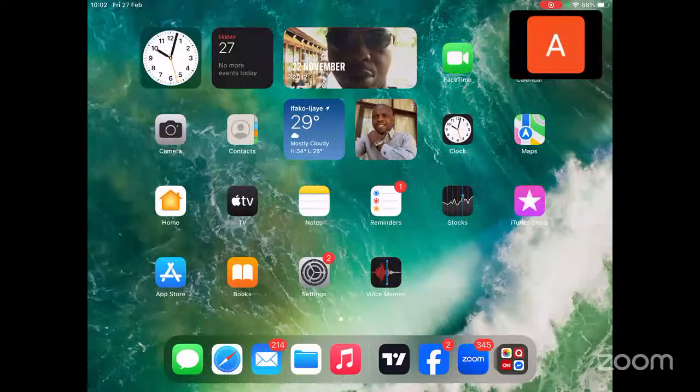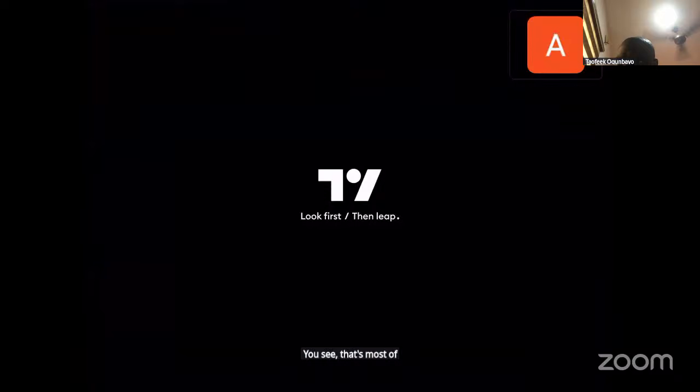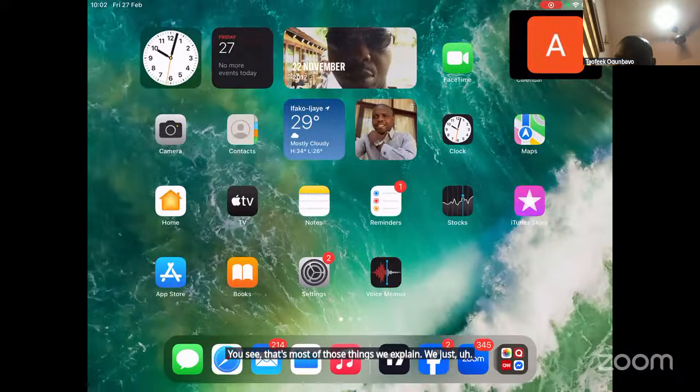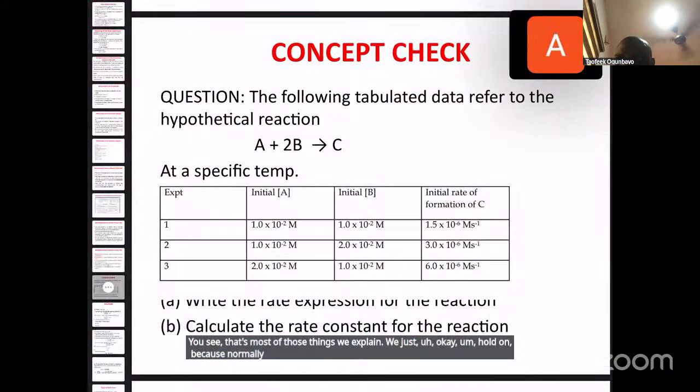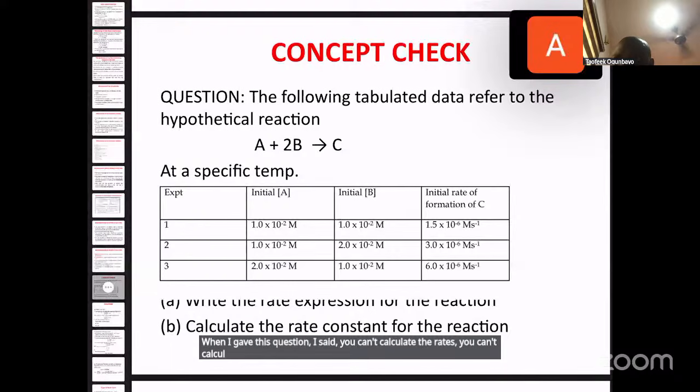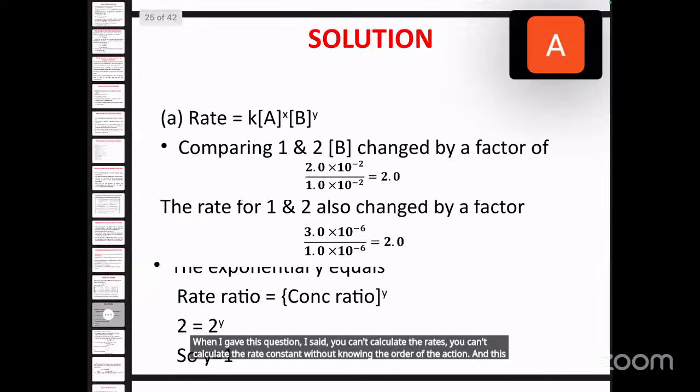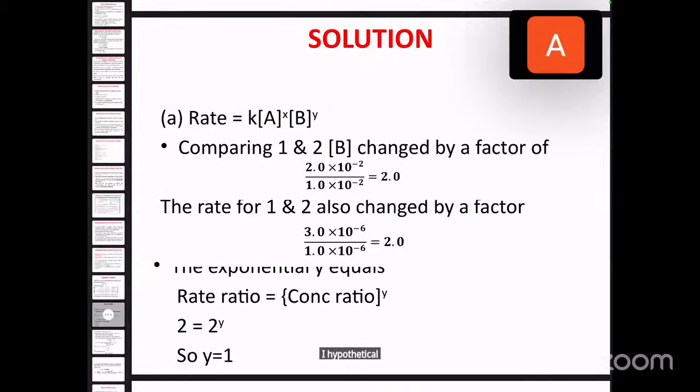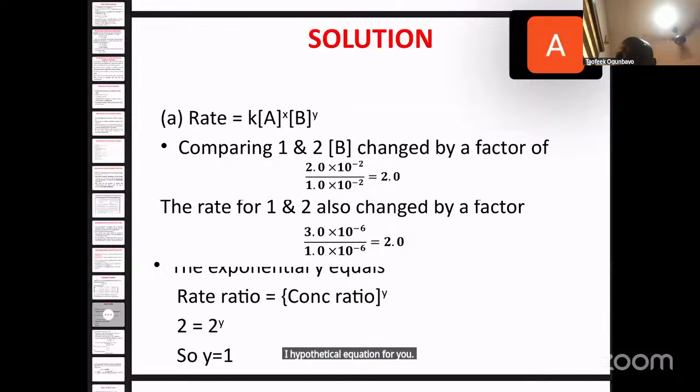Most of those things we explained. Hold on, because normally I like to come back to the slide. I gave this question, and I said you can calculate the rate constant without knowing the order of reaction. This is the hypothetical equation: A is raised to the power of x, B is raised to the power of y. How do we know it?